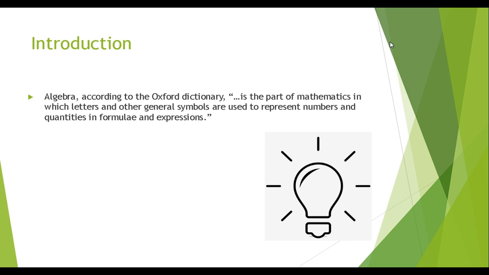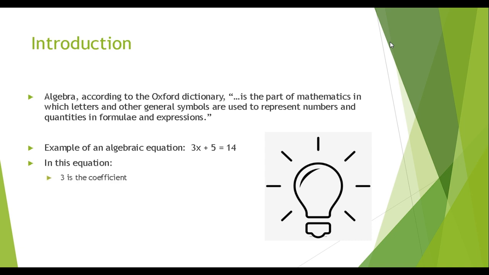So this is an example of an algebraic equation. And we say equation because there is an equal sign. If there was no equal sign and we just had the 3x plus 5, then that would be an expression. Alright, so in this equation, the 3 is the coefficient, the x is the variable, the plus sign is the operator, and 5 and 14 are the constants.